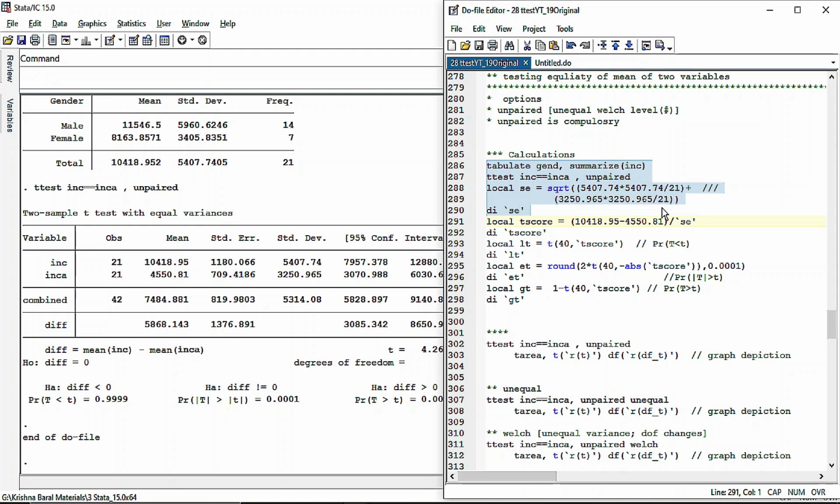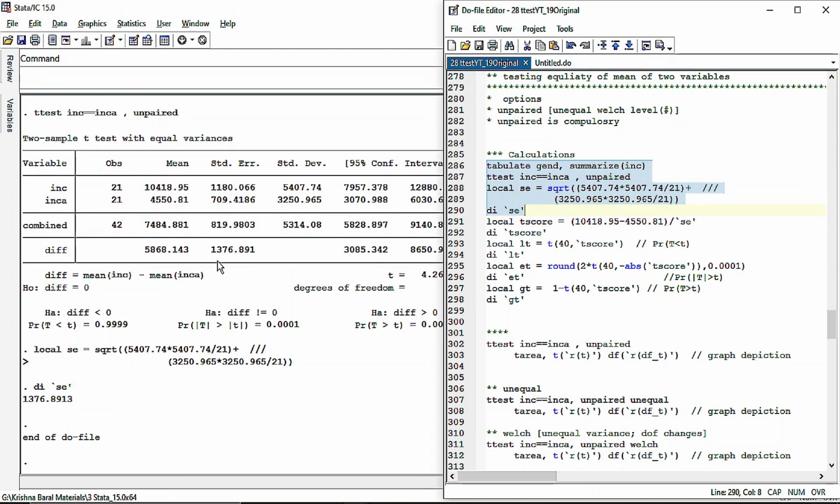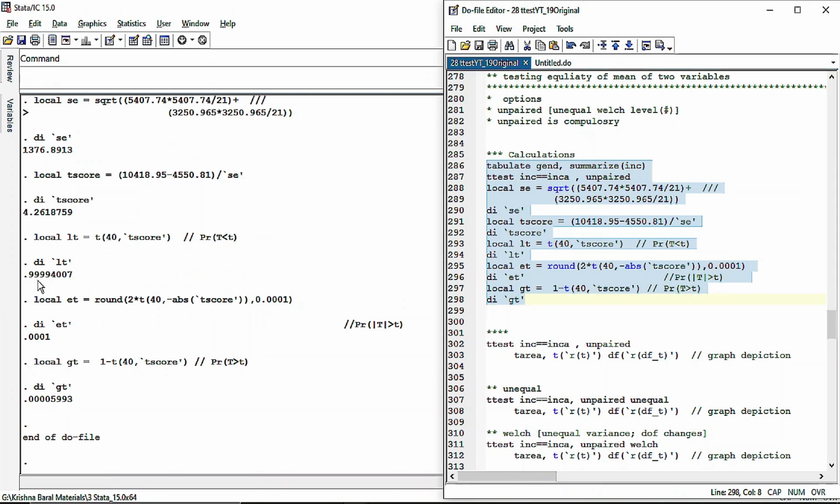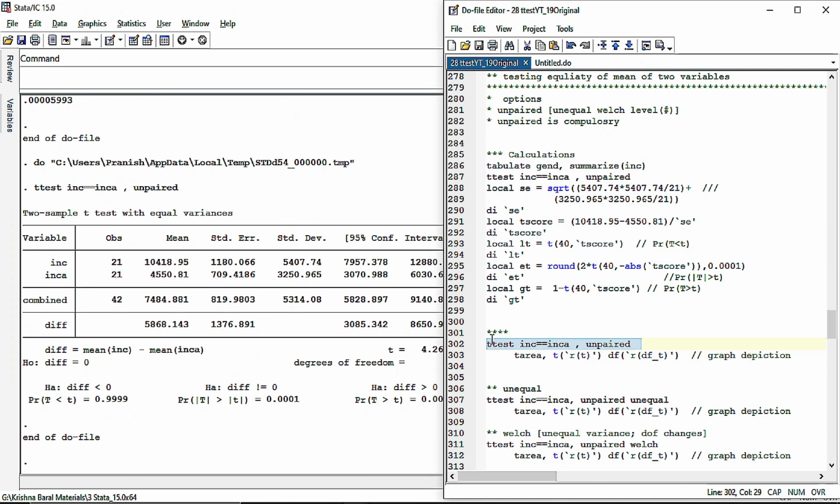And let us see whether the results are the same or different. And 1376, they are one and the same. And in order to calculate the t-score, we take the difference of the means and divide by the standard error: 4.26, 4.26. And let us remember the p-values for this test: 99%, 0%, and 0%. Now let us tabulate the test once again, and it is an unpaired test. That is why we specify this option called unpaired.